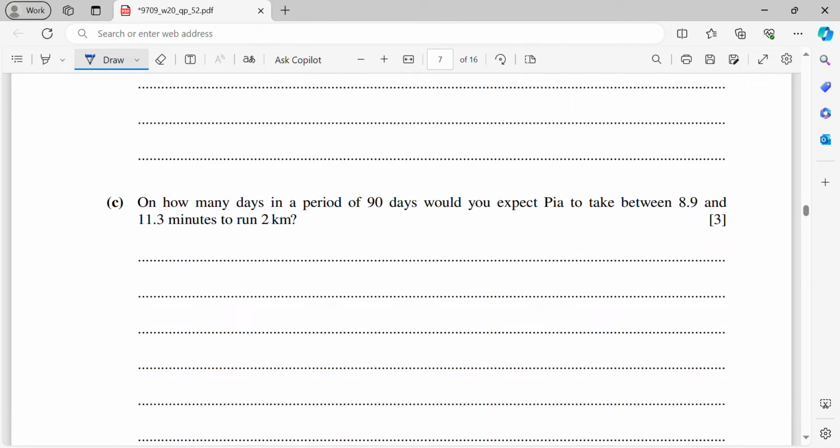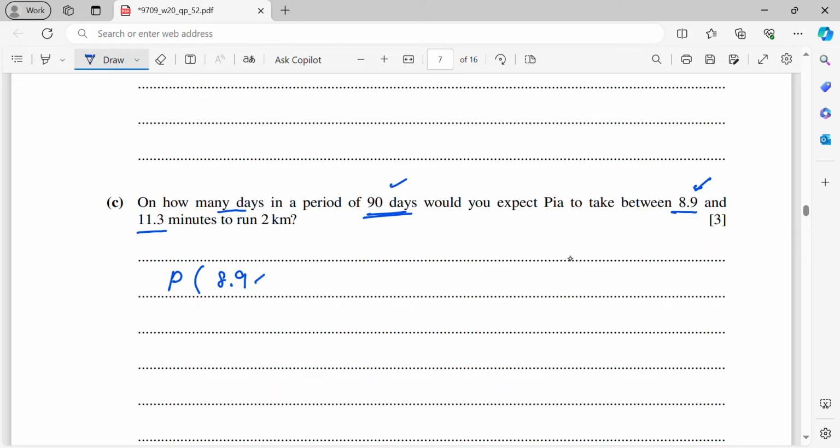Okay, see, on how many days in a period of 90 days would you expect PR to take between 8.9 and 11.3 minutes to run 2 kilometers? So before you get the number of days, you need to get the probability that X is between 8.9 and 11.3, because that probability means per day, right? In a day, what is the probability? Then only you get that probability multiplied with this 90 days to get the number of days. Right, so that's the idea to solve this question.